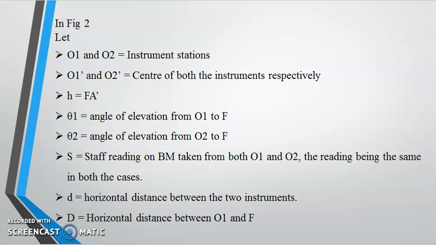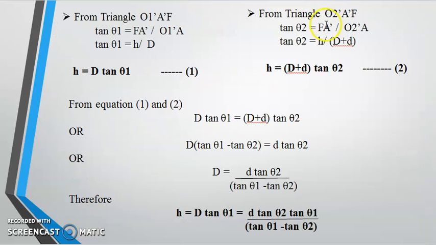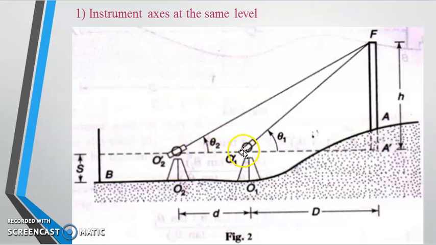Now again, to get the RL of point F, we will have to use trigonometry for two triangles, using tan theta for the first triangle and for the second triangle, we will be able to get what is H, and then from there we will get the RL of point F. So to go ahead, first from triangle O1 dash A dash F.